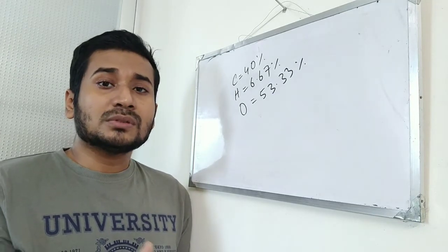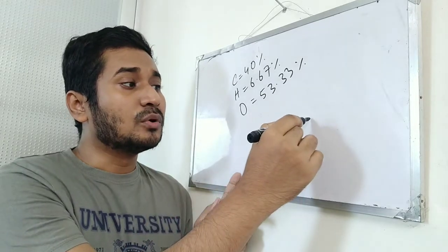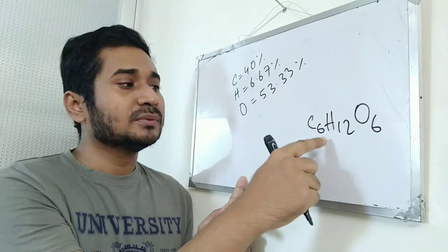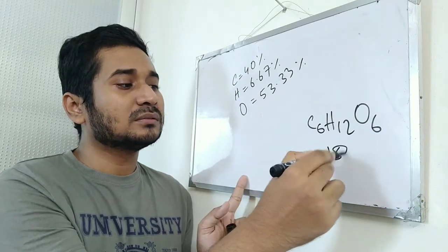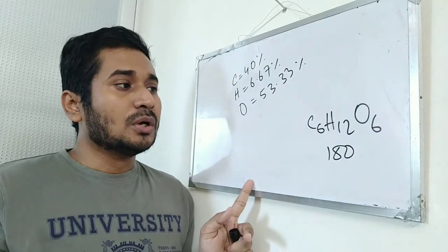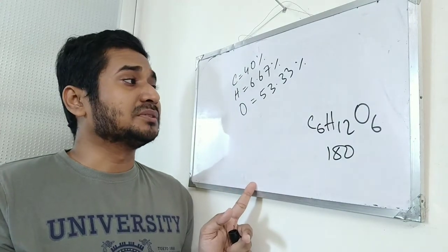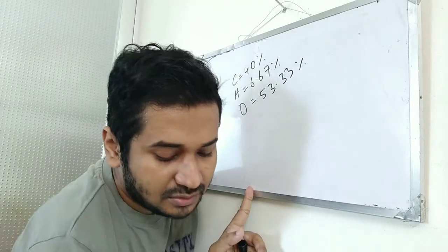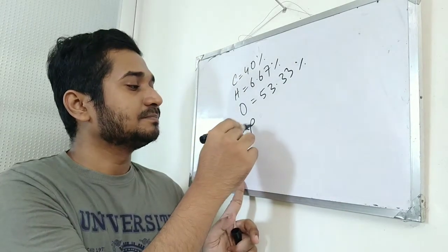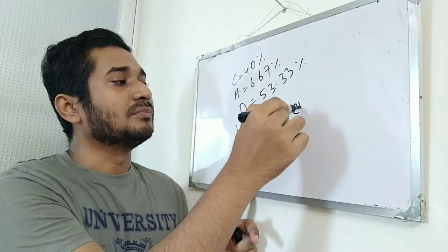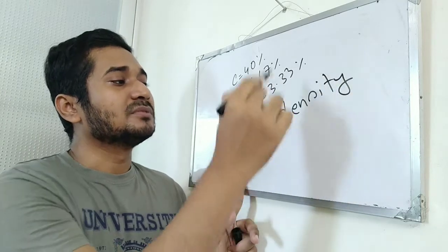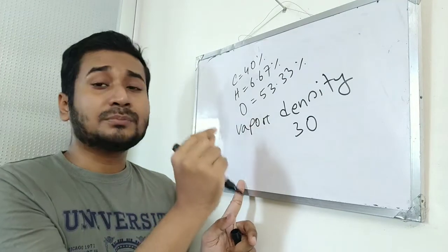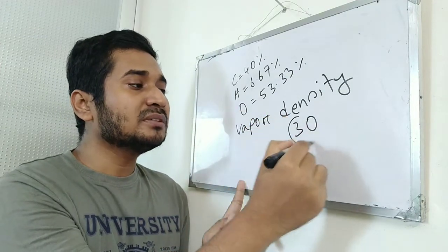Say this is your supplied data, and in our previous class the molecular mass was given. Suppose glucose, C6H12O6, the molecular mass of this compound is 180 grams, which was supplied. But now you have been given the vapor density. The vapor density of the compound is 30.